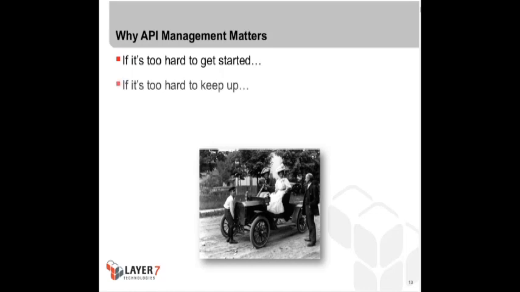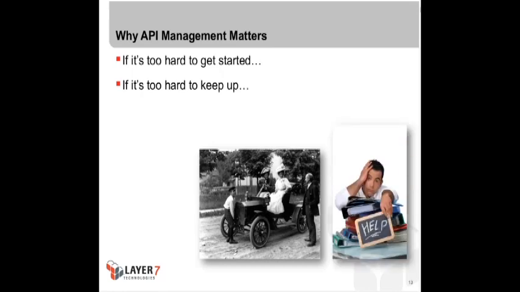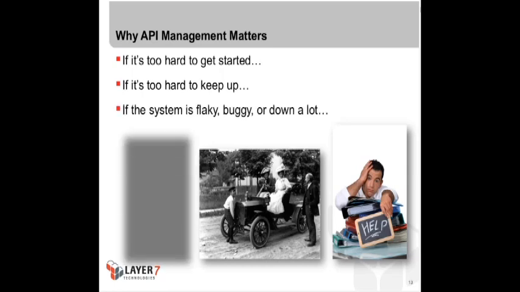If it's too hard to keep up, if you keep changing this thing week after week, it's one thing to be agile. It's another thing to be just all over the map, right? You want to be consistent most times. And finally, if there's any hint at all that the system is buggy or flaky or doesn't work as expected, people are basically going to get really upset.